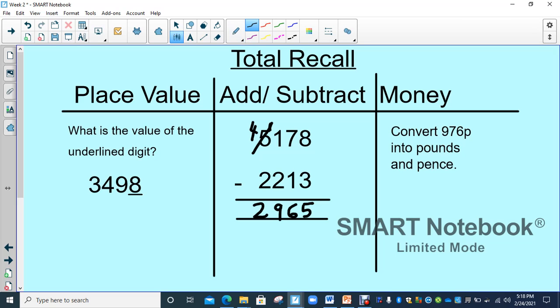And lastly, I will be converting 976 pence into pounds and pence. I know that there are 100 pence in £1. Therefore, in 900 pence, I will have 9 pounds. Don't forget my decimal point with 76 pence. I do not need to write pence or the P sign because I've got my pound symbol. Okay.